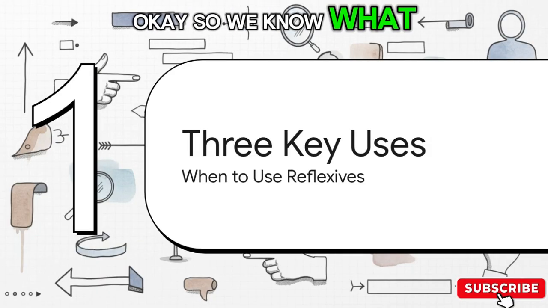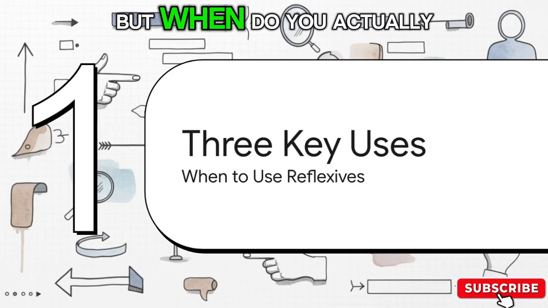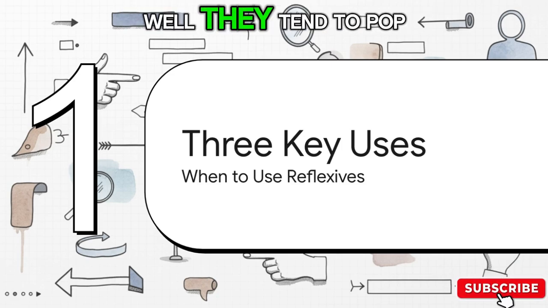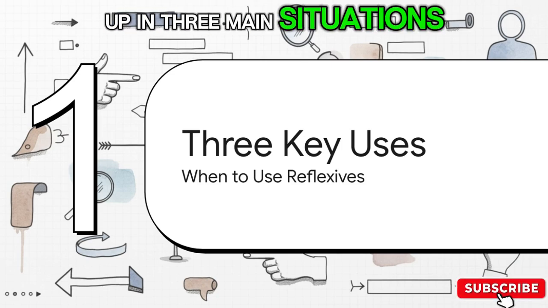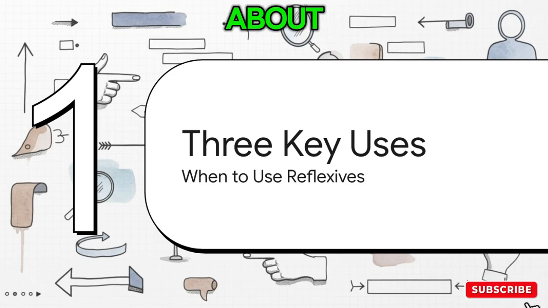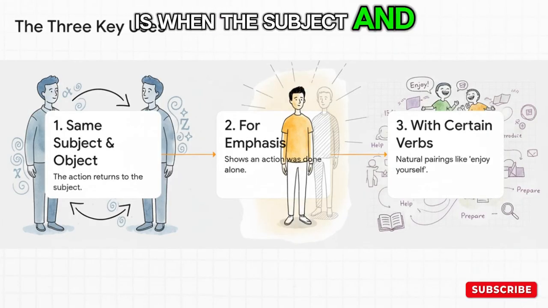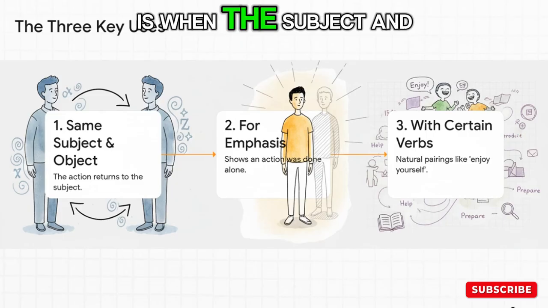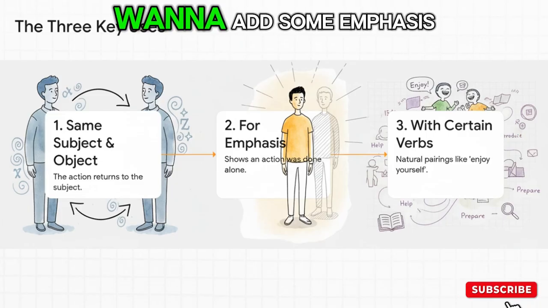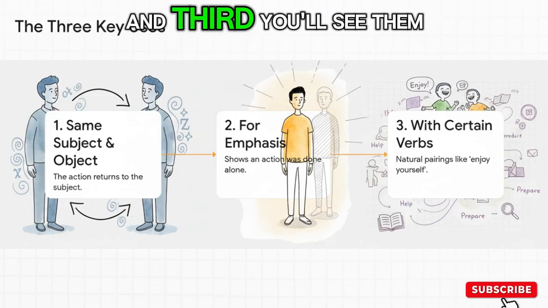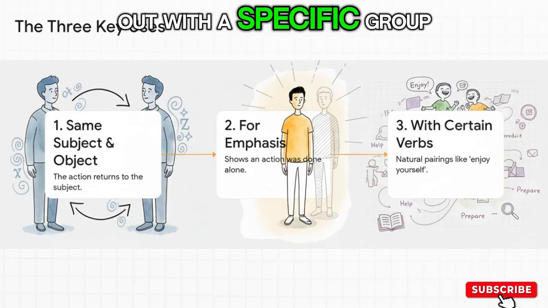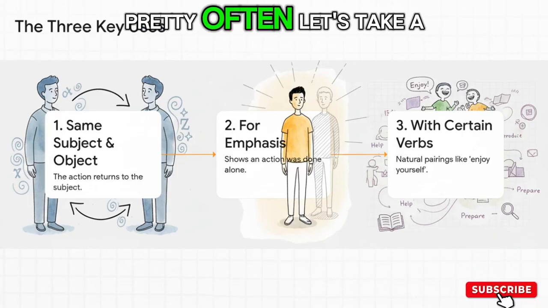Okay, so we know what these things are, but when do you actually use them? Well, they tend to pop up in three main situations you really need to know about. First, and most obviously, is when the subject and object are the same person. Second is when you really want to add some emphasis. And third, you'll see them hanging out with a specific group of verbs pretty often. Let's take a quick look at each one.